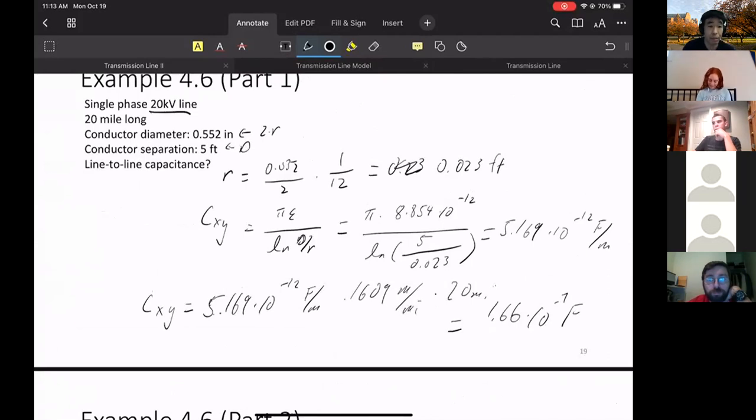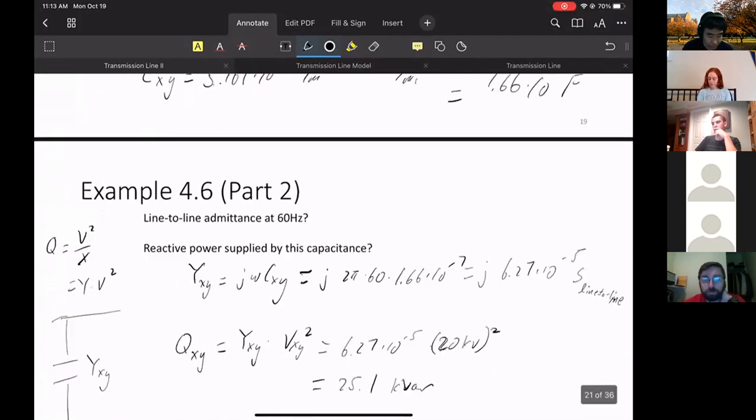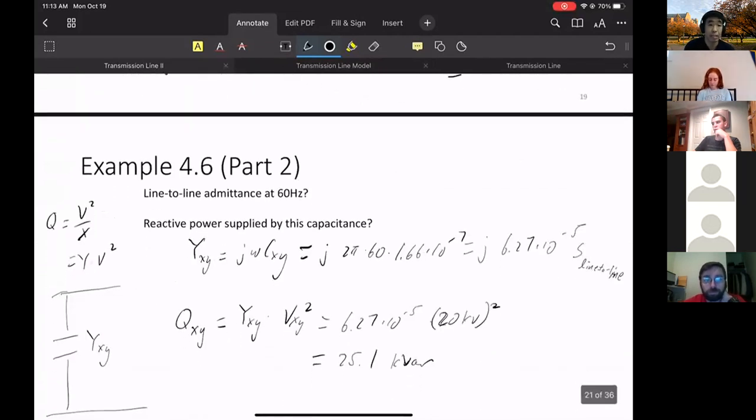So this voltage basically has nothing to do with the capacitance value. This voltage is only related to the amount of reactive power consumed. The capacitance value is independent of the voltage the lines are operating at. But when you want to compute the reactive power consumed, then it depends on the line-to-line voltage of the transmission line.